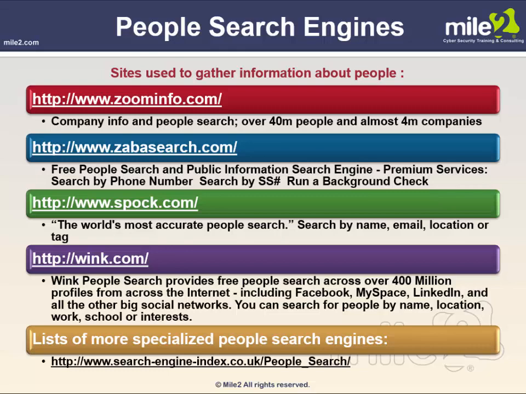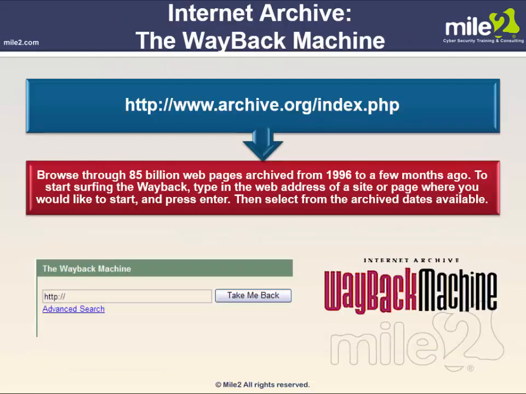Here are some people search engines you can check out. We have zoominfo.com, zabasearch.com, spock.com, and Wink. And you can also find more specialized people search engines by looking at search-engine-index.co.uk/people_search.